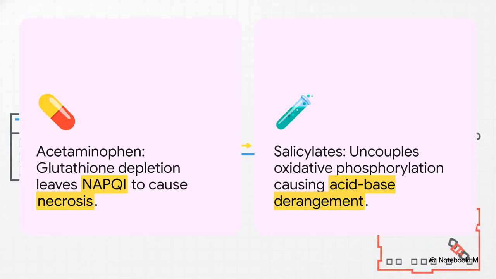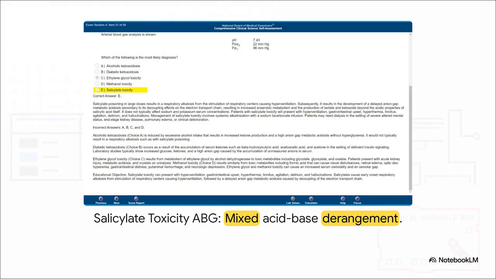On the flip side, salicylates, like aspirin, uncouple oxidative phosphorylation. This creates a profound systemic energy failure and a highly specific, totally chaotic, mixed acid-base arrangement. Let's analyze this specific arterial blood gas. At first glance, a pH of 7.43 looks deceptively normal, right? But look closer at the partial pressure of CO2 at 22 and the bicarbonate at 13. This perfectly maps the dual pathology of salicylates.